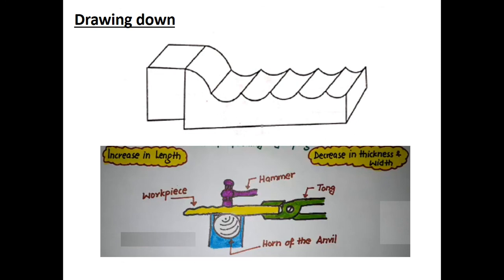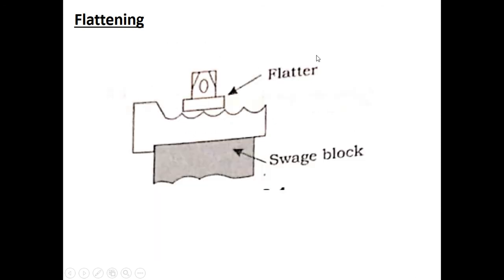Okay, so the picture, the colorful one, you can easily understand. You can see the workpiece. The workpiece is held with the help of tongs, and you keep it on the anvil and you are hammering it in this direction. You can see that the length gets increased, with decrease in thickness and width. Okay, that's called drawing down or drawing out.